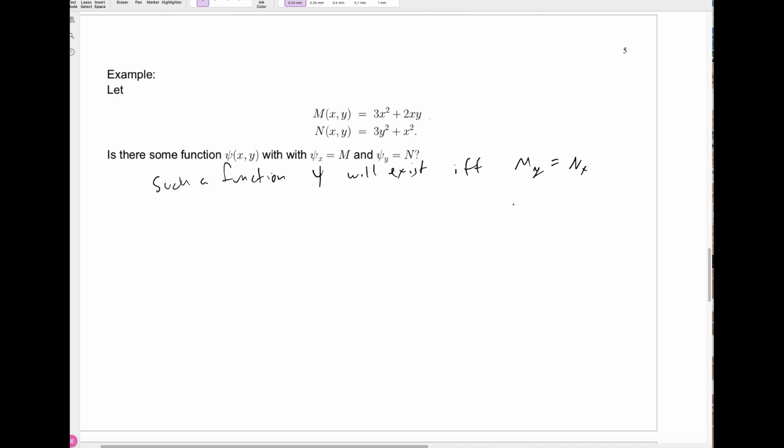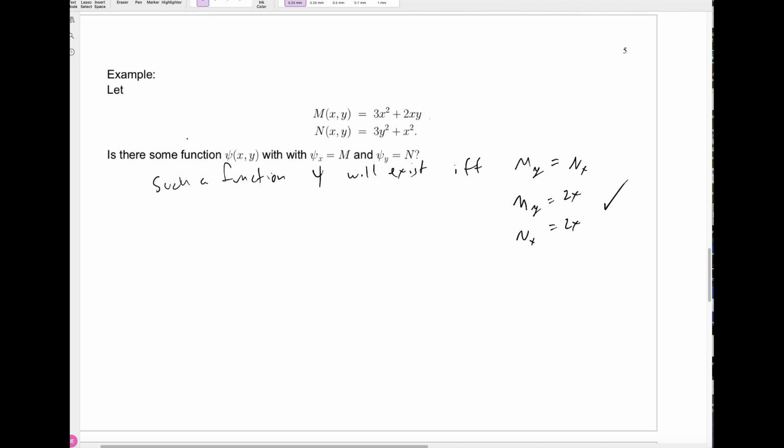Well, here it's easy to compute that m sub y is 2x, n sub x is 2x. They're equal. So what does that tell us? That tells us that the function c must exist. Of course, it doesn't tell us how to find it. So what we're going to do now is talk about how we can find such a function c. And luckily, this isn't just some abstract existence theorem, or technically the theorem is just an abstract existence theorem, but there is a way, an algorithm that will allow us to produce such a function c. And really, it's a very straightforward algorithm.